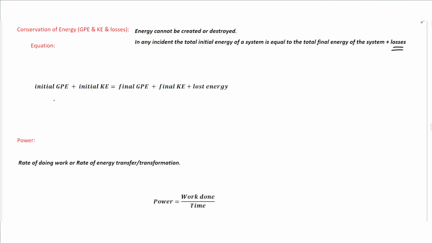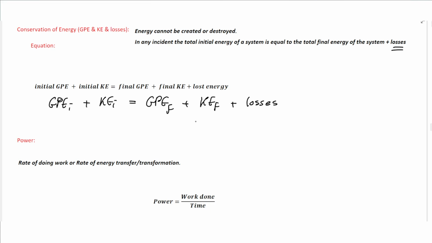You can also write it as the initial gravitational potential energy plus the initial kinetic energy is equal to the final gravitational potential energy plus the final kinetic energy plus the losses. In most questions, you will find that some of these are zero. For example, if you're required to ignore air resistance or ignore frictional forces, that means that losses are zero. If the object starts from rest, initial kinetic energy is zero. If it stops, final kinetic energy is zero.